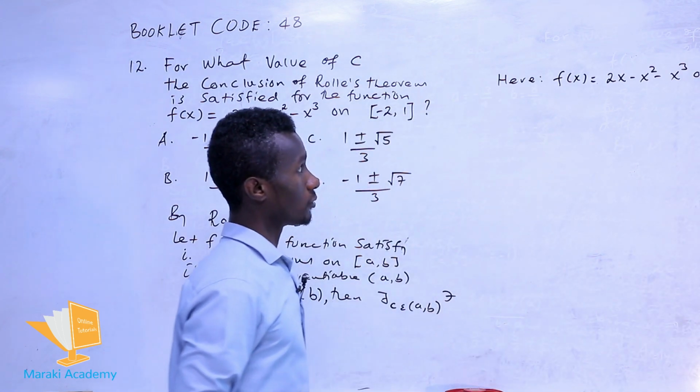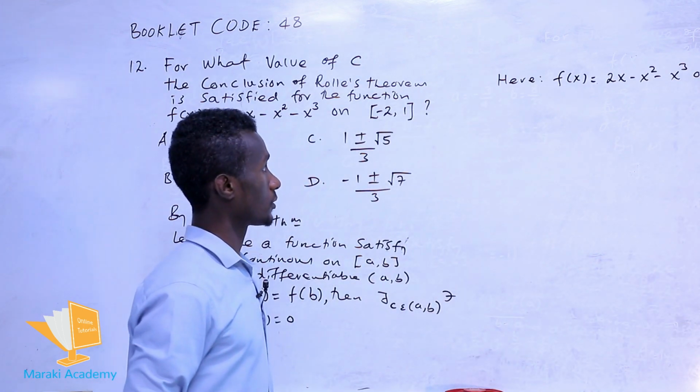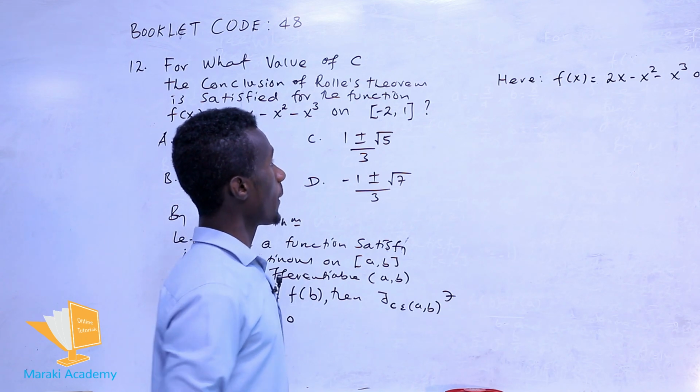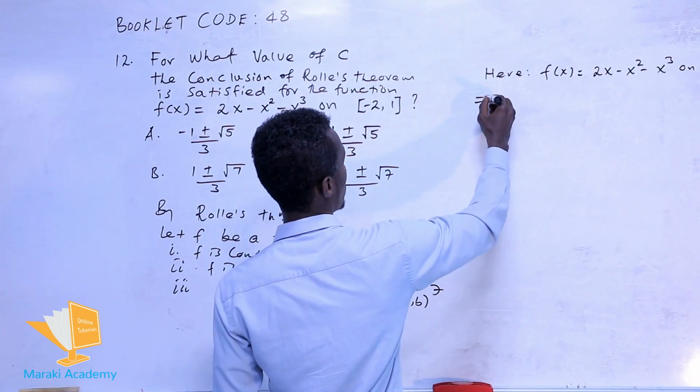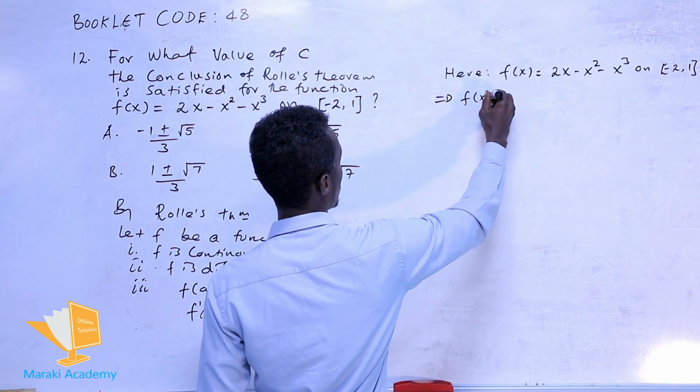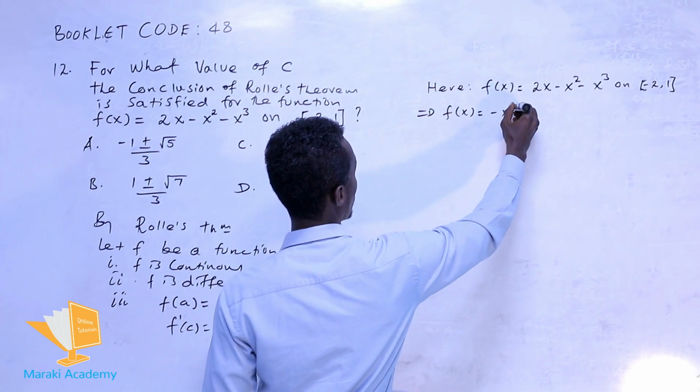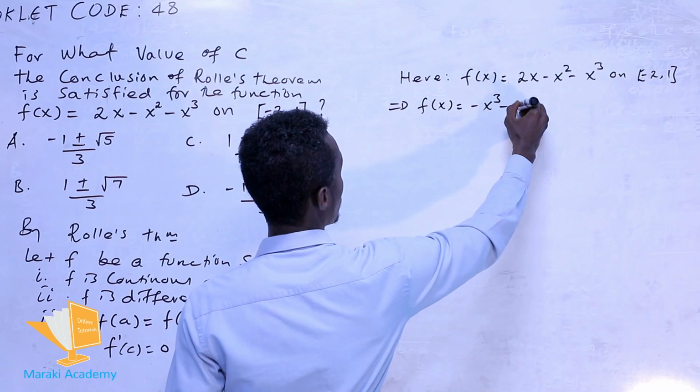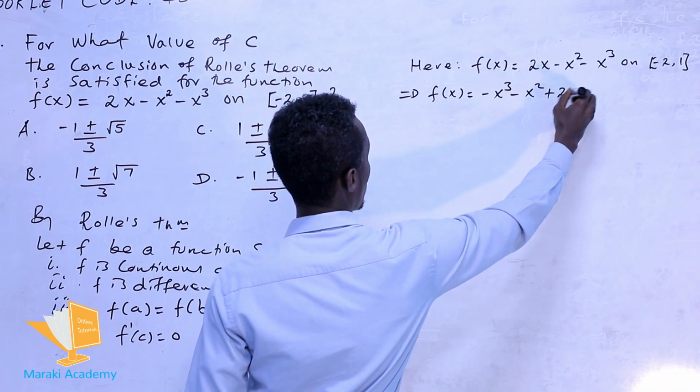This is a cubic polynomial function. This can be written as this. The given function f of x is equal to minus x cubed minus x square plus 2x.